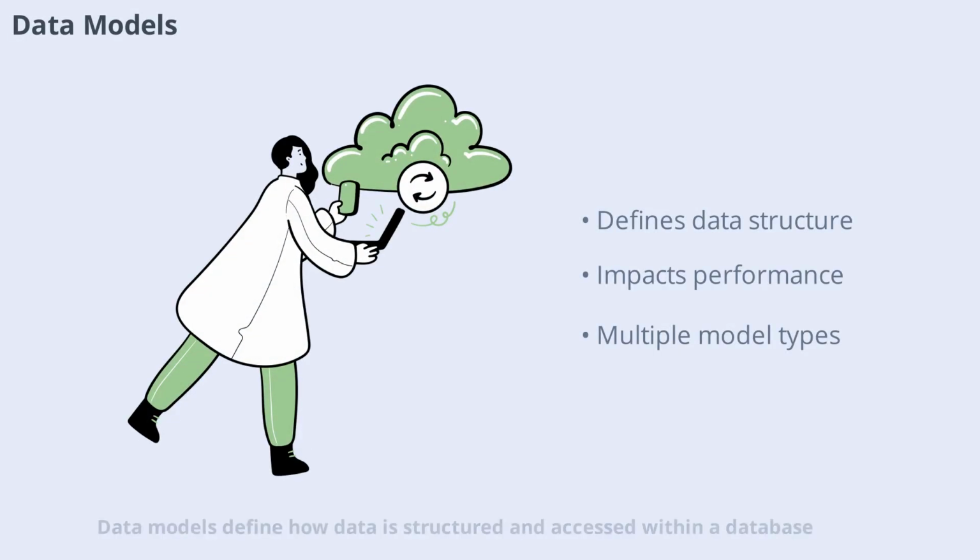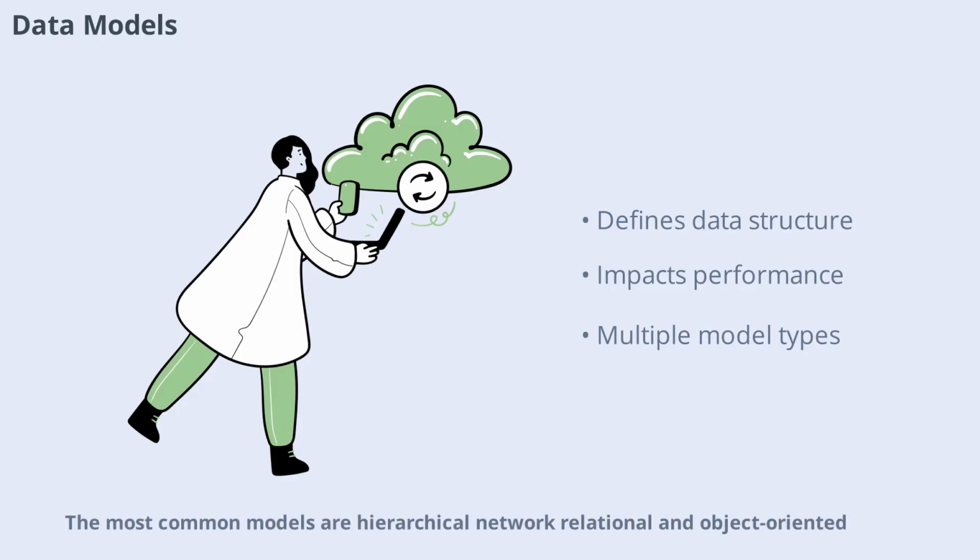Data models define how data is structured and accessed within a database. The most common models are hierarchical, network, relational, and object-oriented. Each model offers a different way of organizing data, impacting how efficiently you can retrieve and manipulate information. For example, the relational model uses tables, while the hierarchical model arranges data in a tree-like structure. Choosing the right data model is crucial for the performance and scalability of your database.